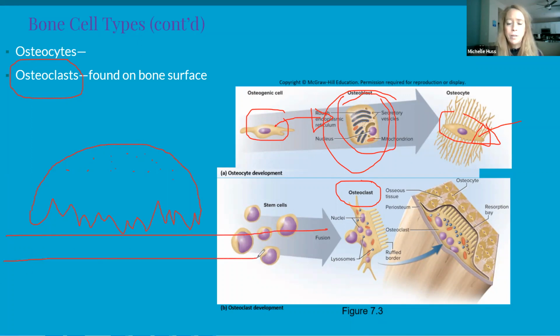They come up to the bone, and they do something called resorption. They take calcium from the bone and put it back into the bloodstream. So osteoclasts break down bone. What are they doing? They're grabbing calcium away from the bone because your body doesn't really care.